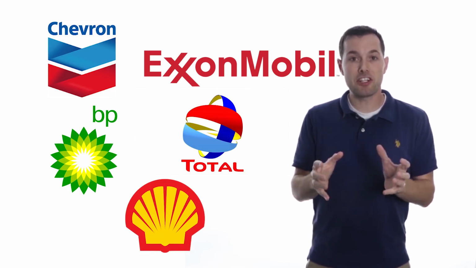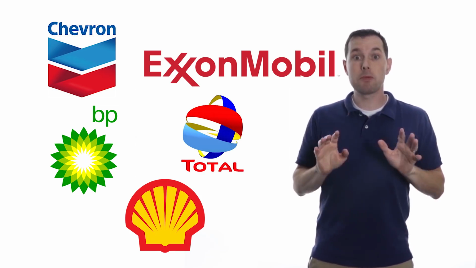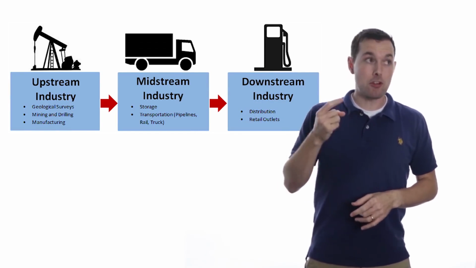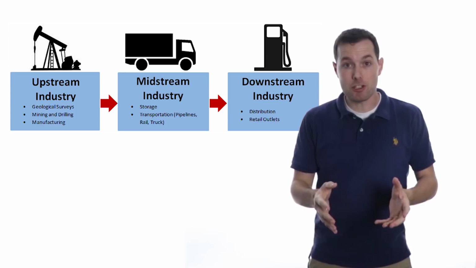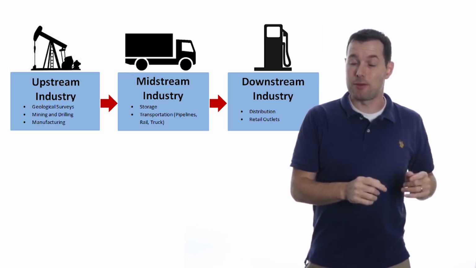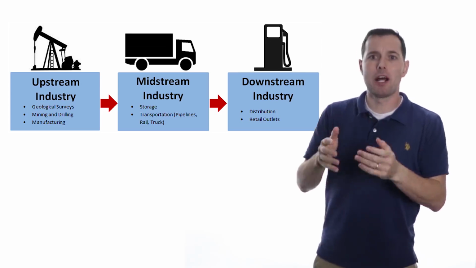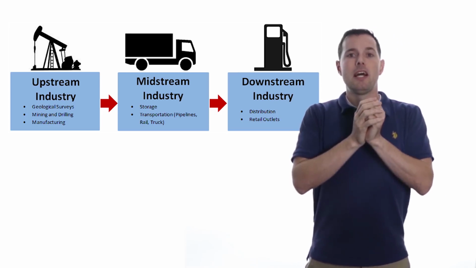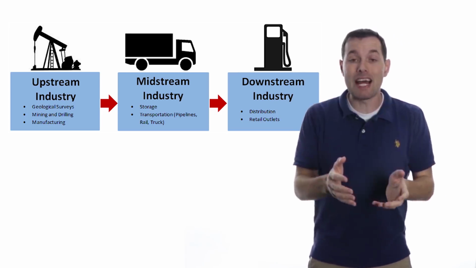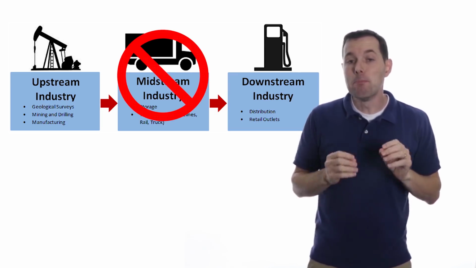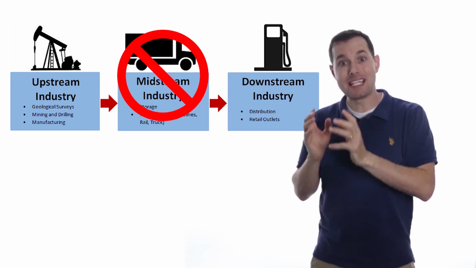Now, if we look at the energy industry as a whole, it can broadly be broken into 3 phases: upstream, midstream, and downstream. Upstream is when they take oil and gas out of the ground. Midstream is when they ship it via pipeline or tankers or whatever they use. And downstream is when they refine it and sell it. Chevron mostly sticks to upstream and downstream.